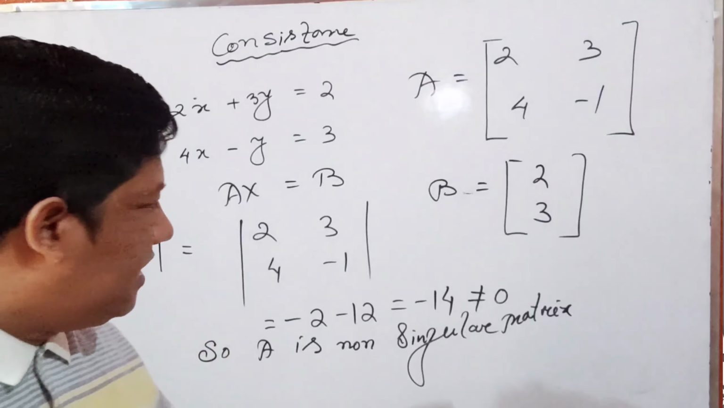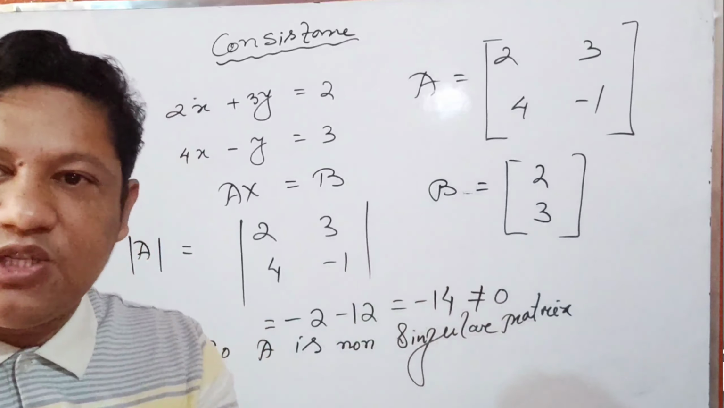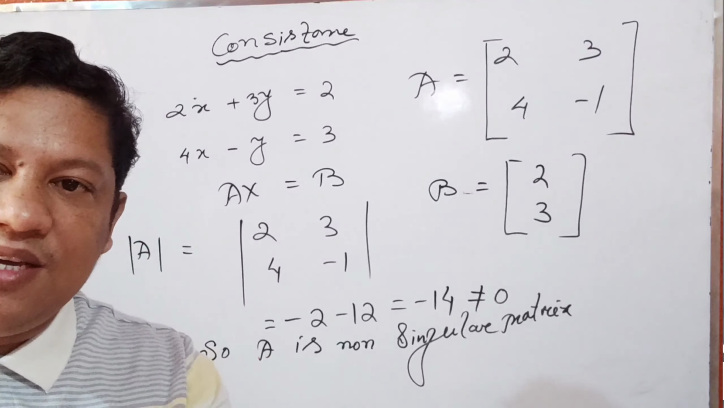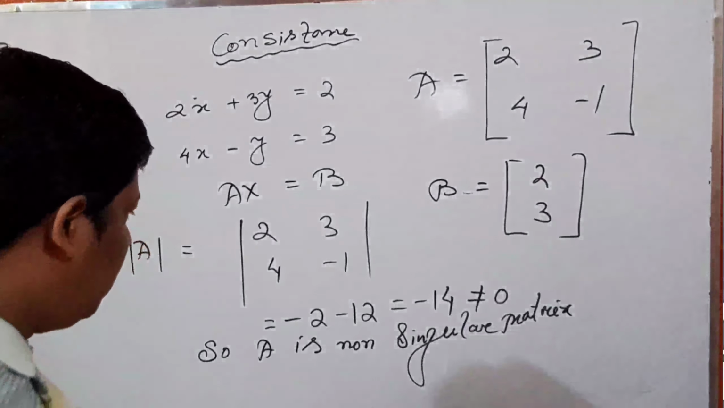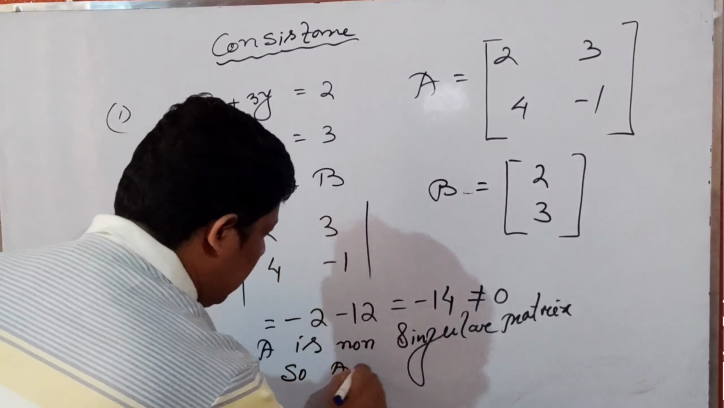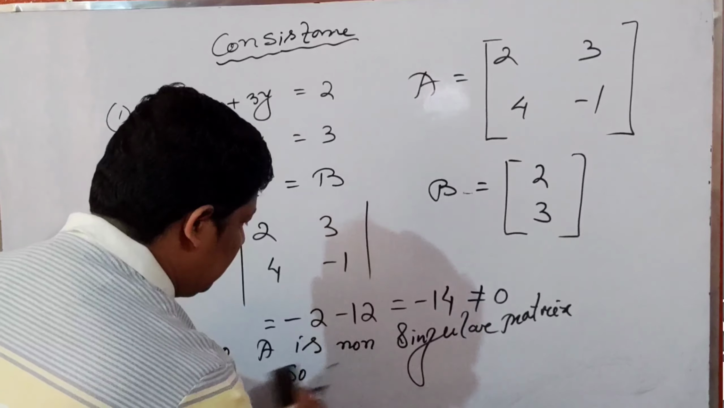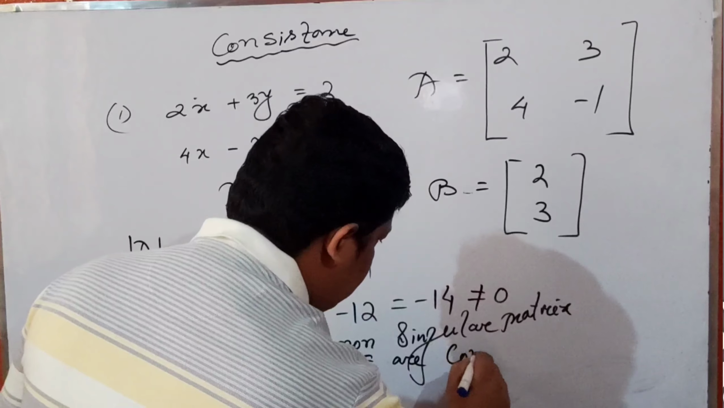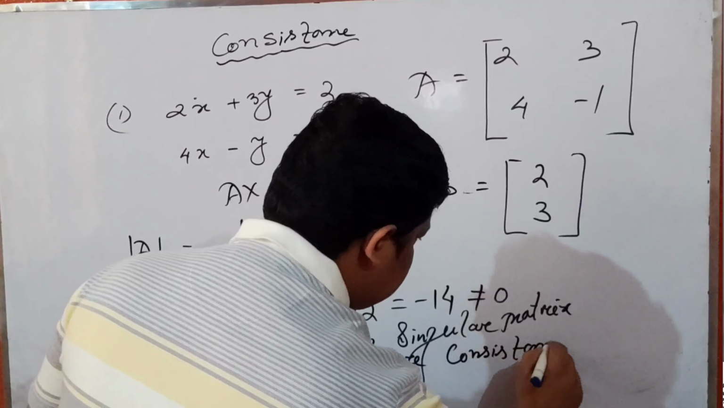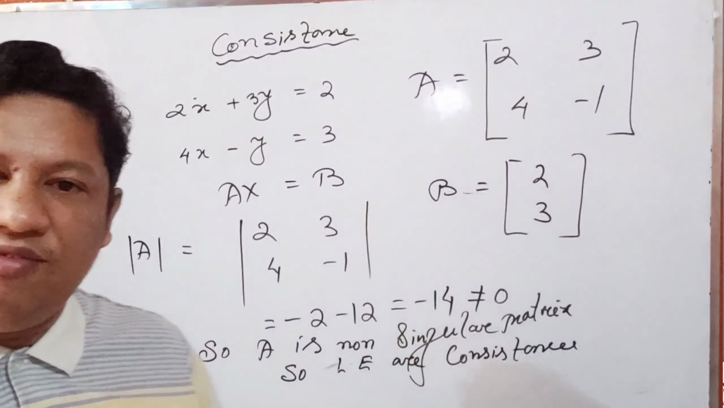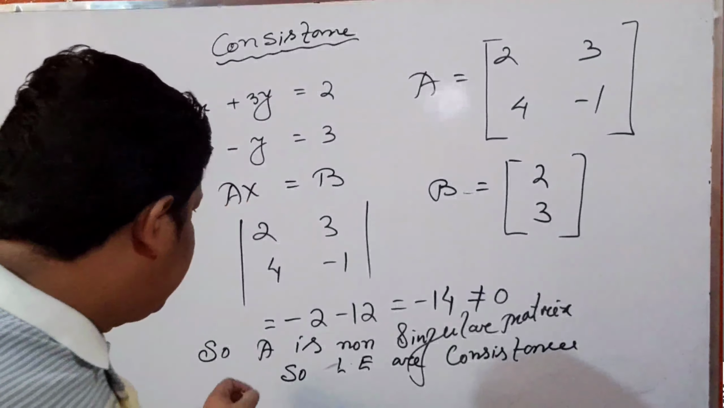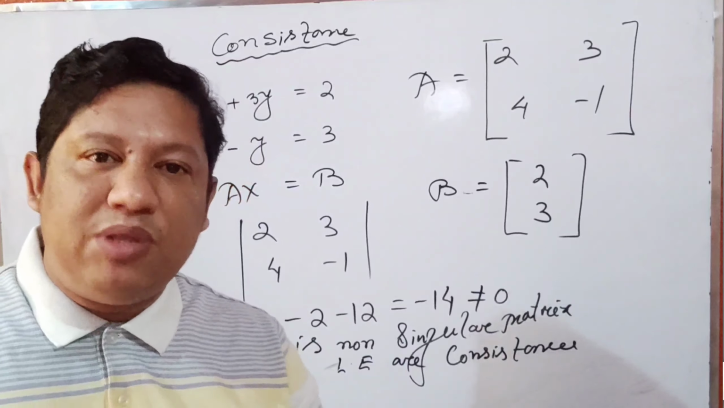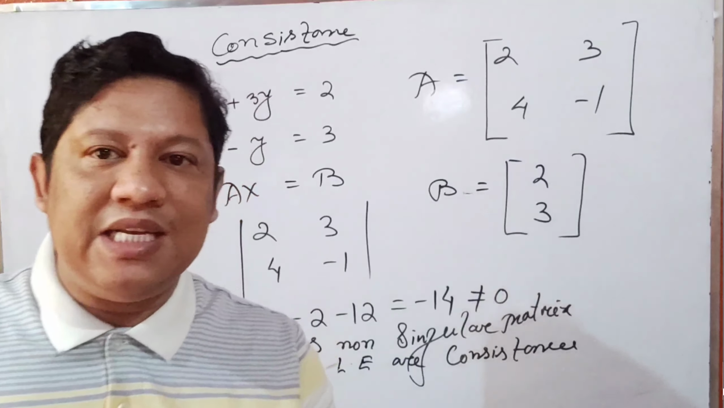Okay, students, it is a non-singular matrix, and in case of a non-singular matrix, it is consistent. So the linear equations are consistent. So if you want to show whether the system is consistent or not, then at first you have to find the determinant for any 2 cross 2 matrix or 3 cross 3 matrix. If the determinant is not equal to 0, then it is consistent.